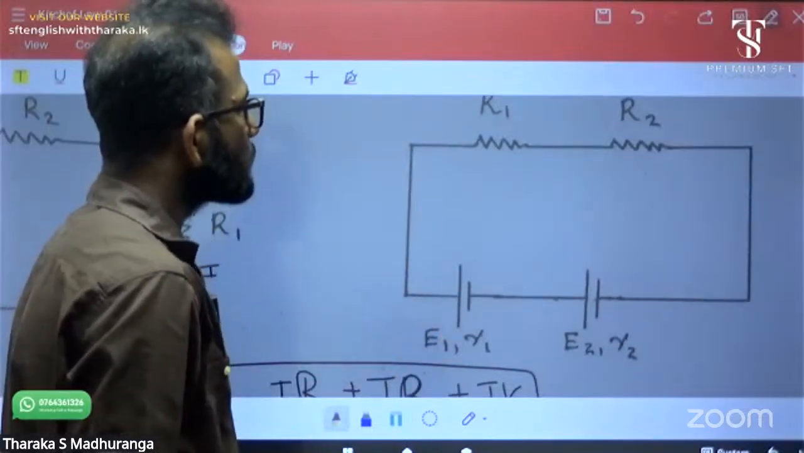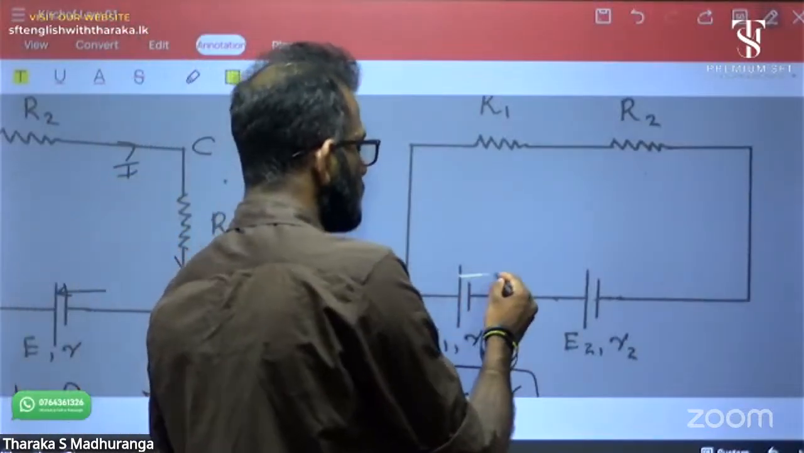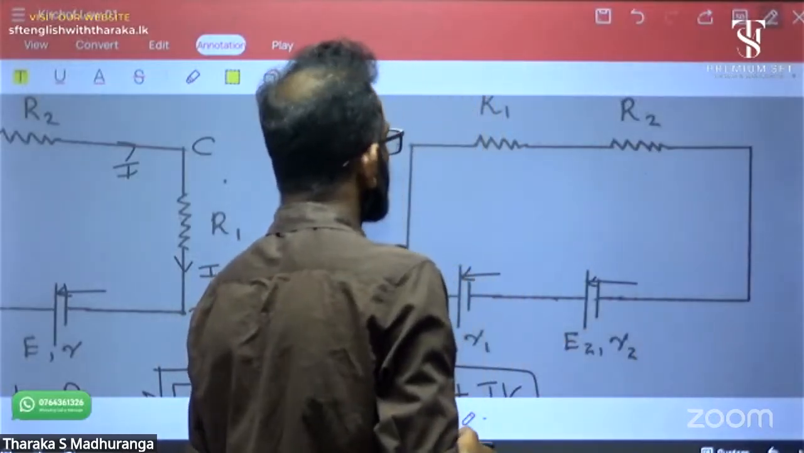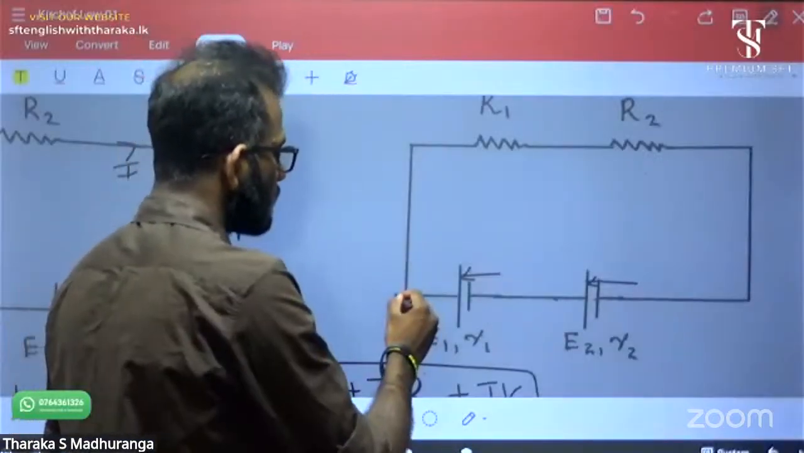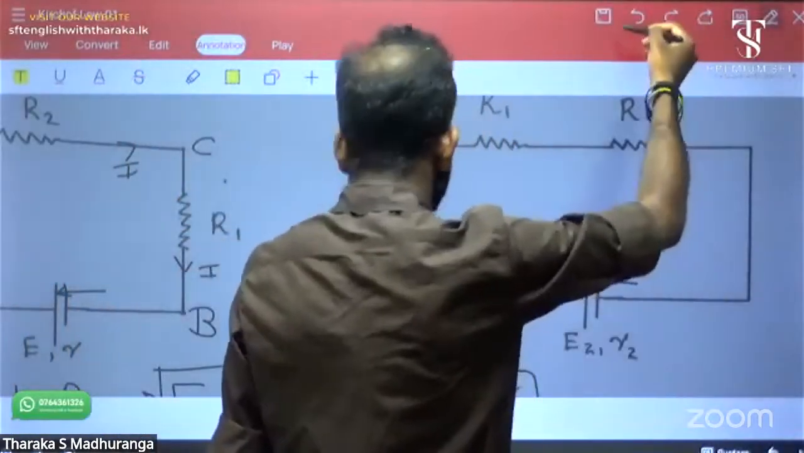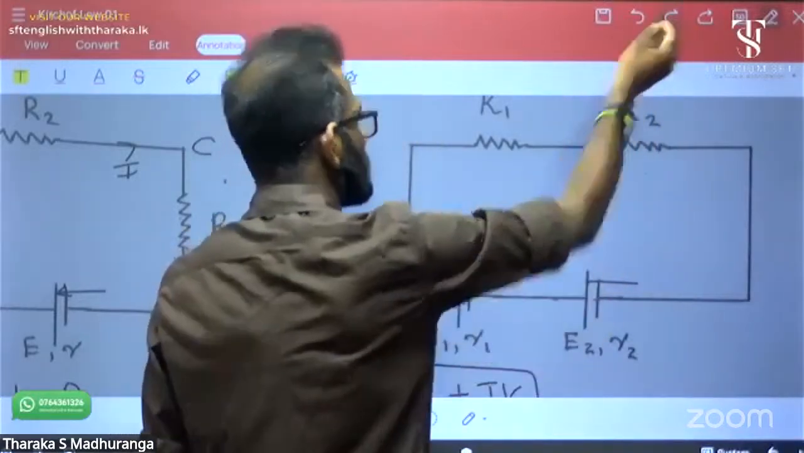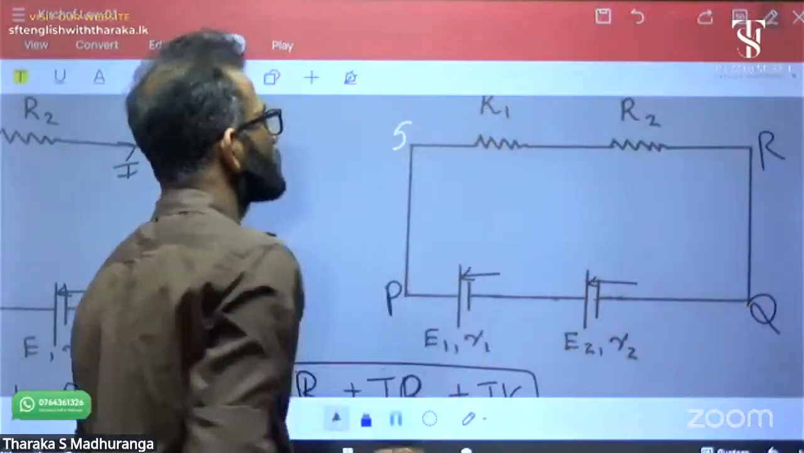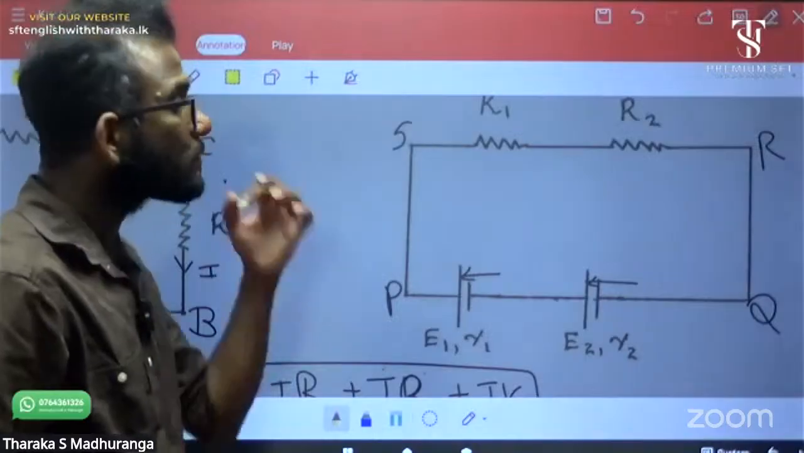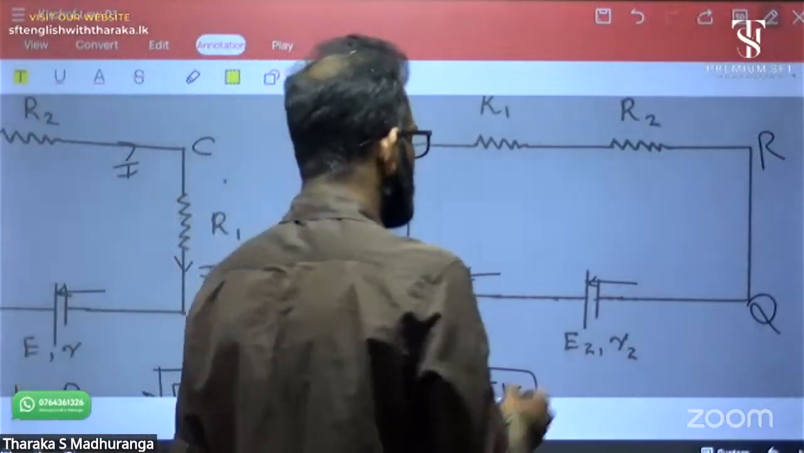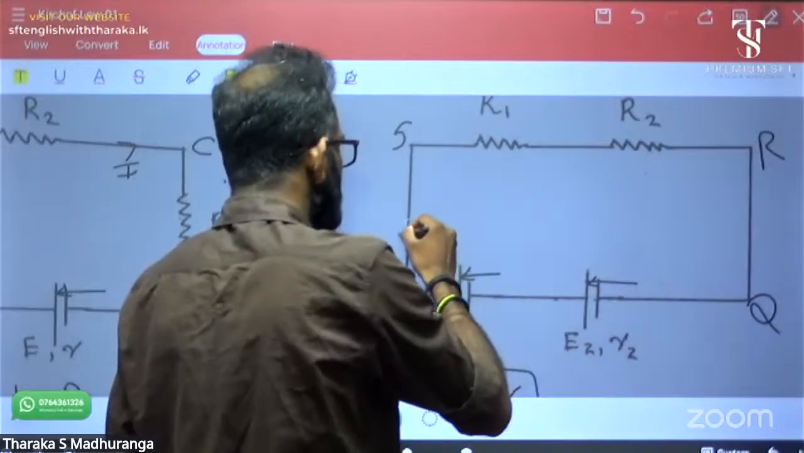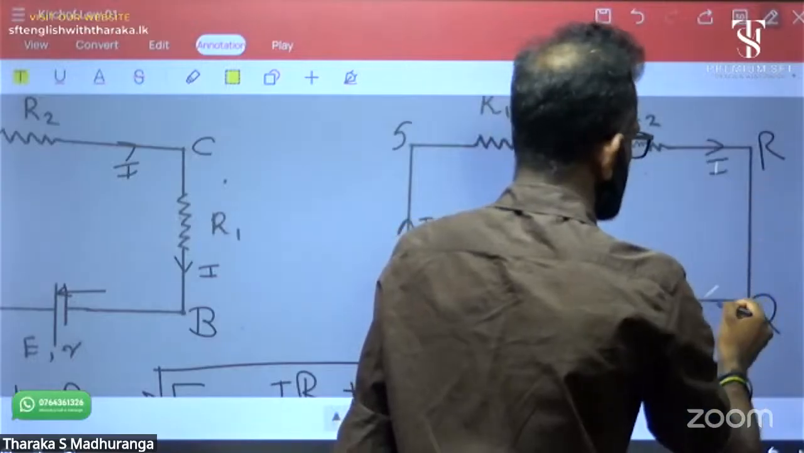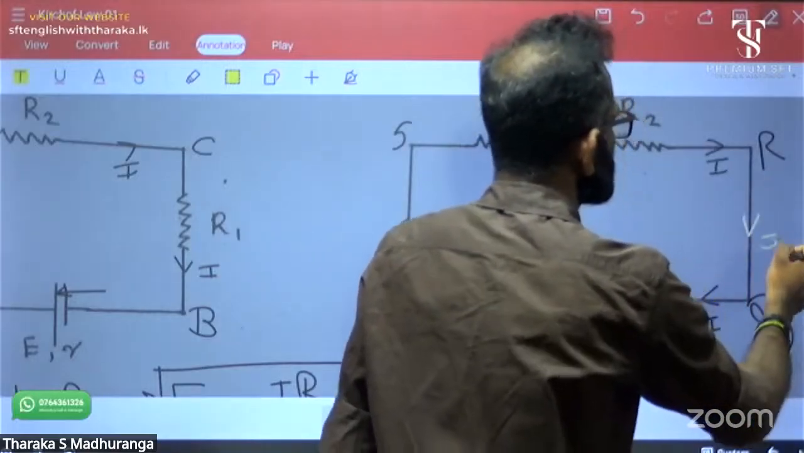Okay, question number 2. Here are the electromotive force directions. Earlier it was A, now I will change it to P, Q, R, S. How about the current direction? Always positive to negative. Then I. This is the current direction.